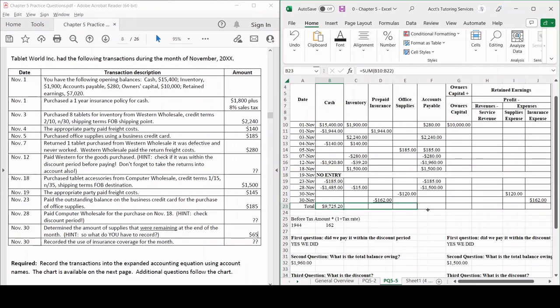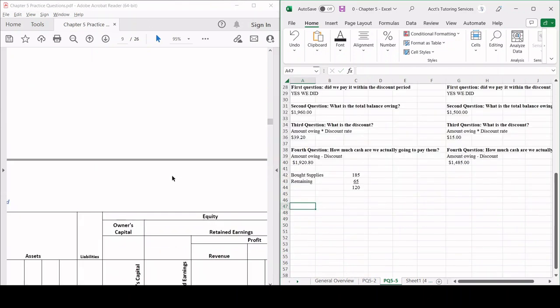Then I'm going to just run this formula all the way across. So you can do the exact same thing for all of them. Let's just say, for example, accounts payable. I could do it for you manually over here. 280 plus 2240 plus 185 plus negative 280 plus negative 1960 plus 1,500 plus negative 185 plus negative 1,500 gives us 280. So there you go. All right, so all the transactions are now completed.